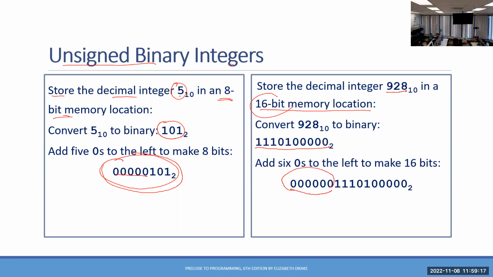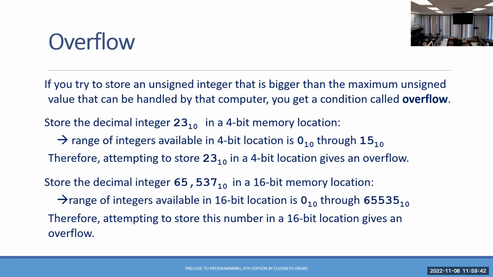Now, what happens here? If I want to store the decimal integer 928 in the 8-bit here, what do you think? What happens? In the 8-bit, I cannot. In that case, they call it the overflow. Because you see, I convert it, I already have 1, 2, 3, 4, 5, 6, 7, 8, 9, 10 bits. There is no way to store it in the 8-bit. That's why in this case they call it the overflow. Okay, that's the overflow here.